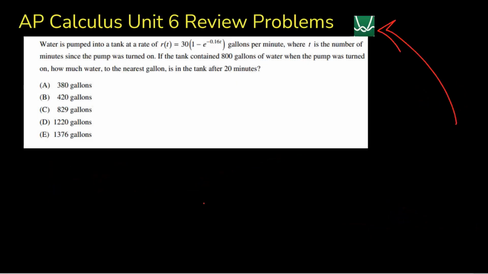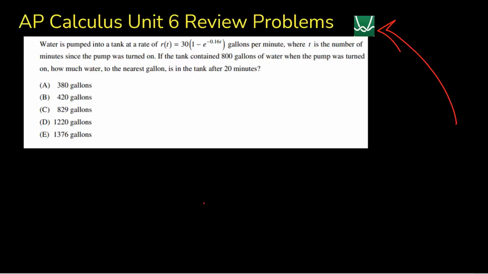Notice the symbol up here changed, which means this is a Desmos permitted problem. So I'll show you how to do this one on Desmos as well as the next couple. Water is pumped into a tank at a rate of R of t gallons per minute, where t is the number of minutes since the pump was turned on. If the tank contained 800 gallons of water when the pump was turned on, how much water to the nearest gallon is in the tank after 20 minutes?